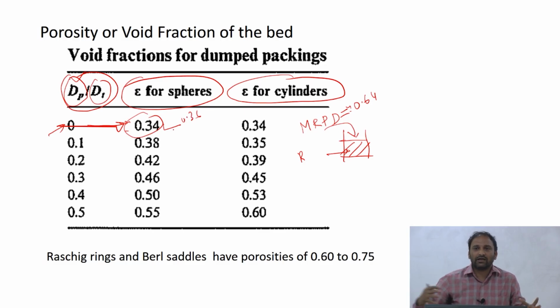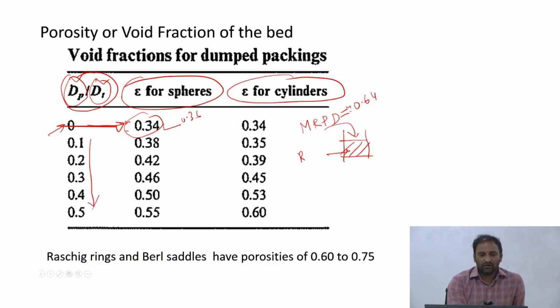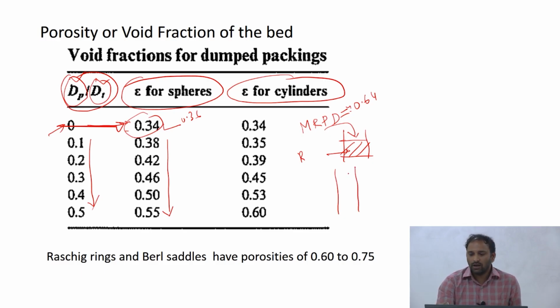closest that you get, if you take a very large diameter column and put in particles such that the particle diameter is much smaller compared to the diameter of the column, you can achieve 0.34. But you can clearly see that if I go on increasing the diameter of the particle, the porosity basically increases. Does it make sense? Let's think about a simple case. If I have a column and I fill it with exactly the same diameter particles, I'm sure in this case the volume that is available for the liquid is very, very little.